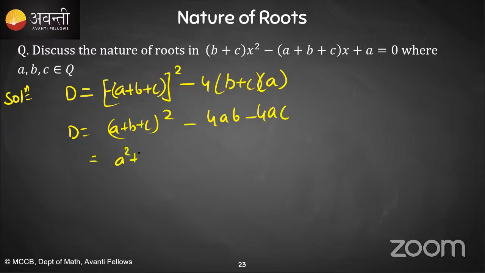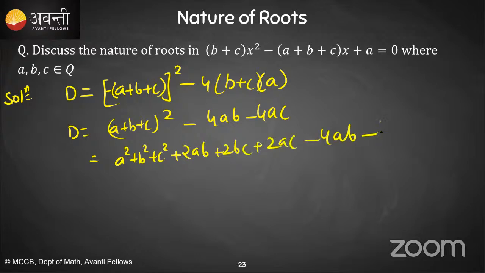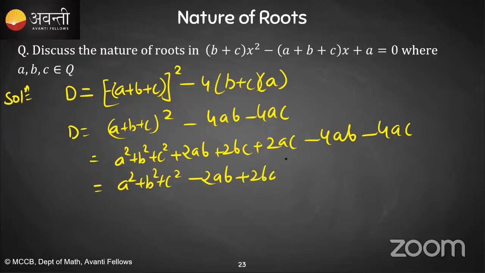a square plus b square plus c square plus 2ab plus 2bc plus 2ca minus 4ab minus 4ac. So this is nothing but a square plus b square plus c square, 2ab minus 4ab is minus 2ab, 2bc as it is, 2ac minus 4ac is minus 2ac.